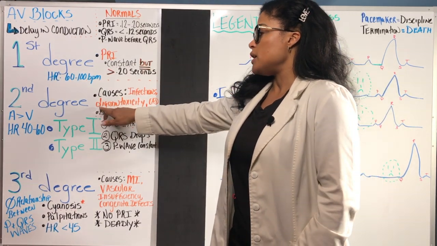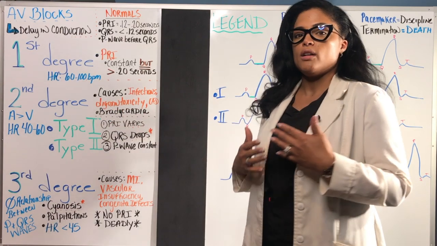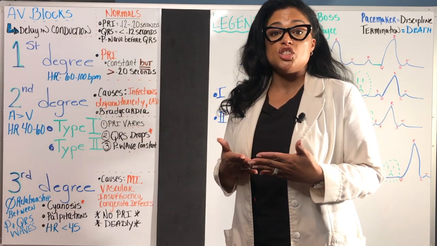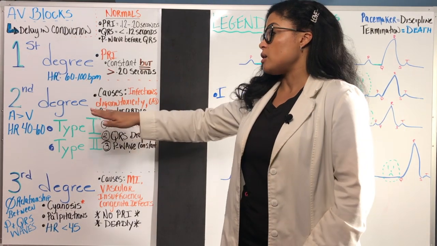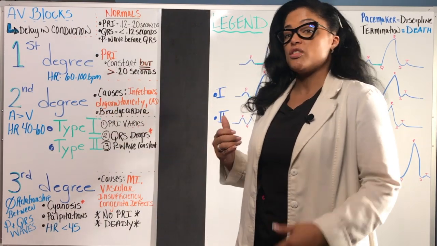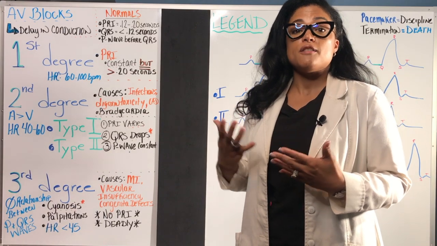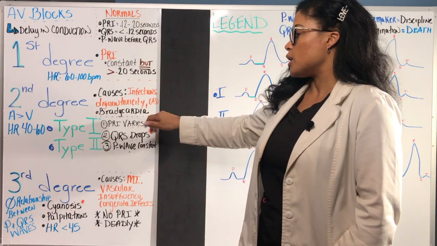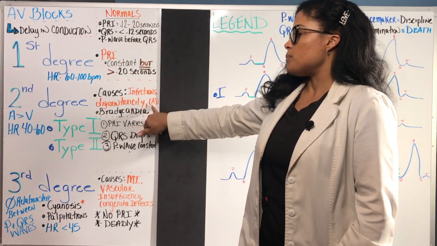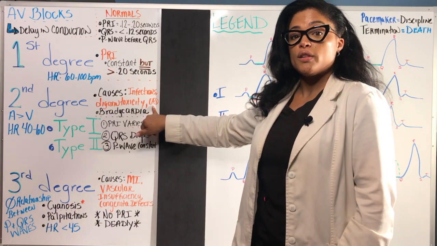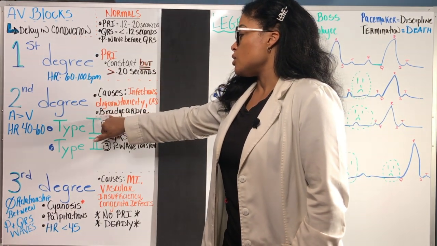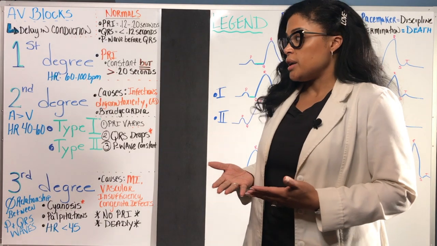But also when patients are taking digoxin and they are showing signs and symptoms of dig toxicity, they can develop a second degree AV block, because digoxin can bring down that heart rate, and that has an effect on the conduction system of the heart. They can also develop a second degree from coronary artery disease, and in turn is going to cause bradycardia.